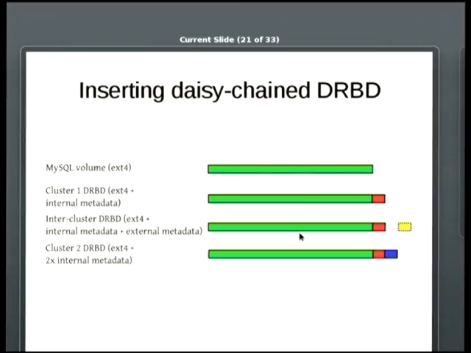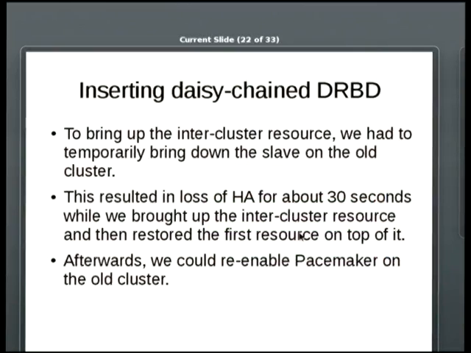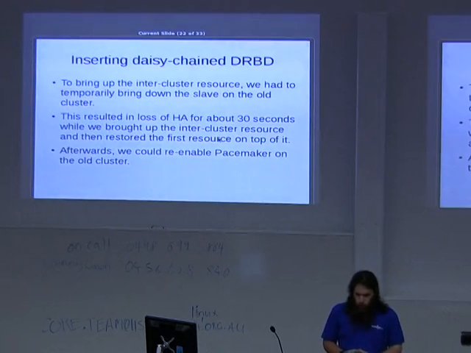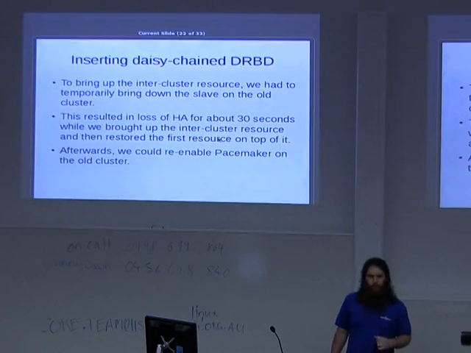So given that plan for how we do metadata, we first had to temporarily bring down the DRBD slave on the old cluster so we could insert a new layer underneath it. This comes back to what I was saying about restarting Pacemaker. Because we were layering a new DRBD resource underneath it, we could do it on the slave, as opposed to if we were doing stacked DRBD and putting the new resource on top, we would have to restart Pacemaker to get that to work. We had a resultant loss of HA for about 30 seconds.